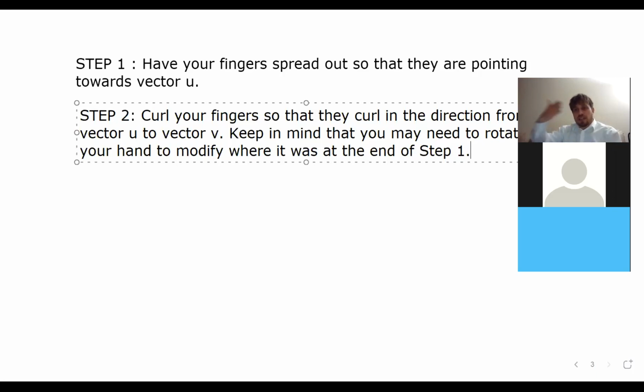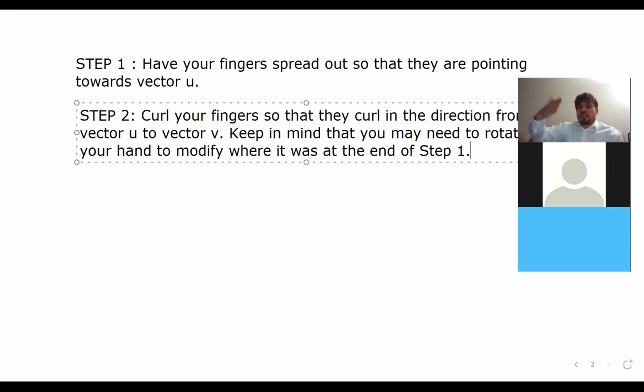You may get lucky and your fingers are pointed in the direction of U, and when you curl your fingers, you're going in a direction from U to V, and it works, and your thumb is in the right direction. Or you may get unlucky and you point your fingers in the direction of U, but when you start curling your fingers, they're not going from U to V. That's okay. All you have to do is turn your hand 180 degrees.